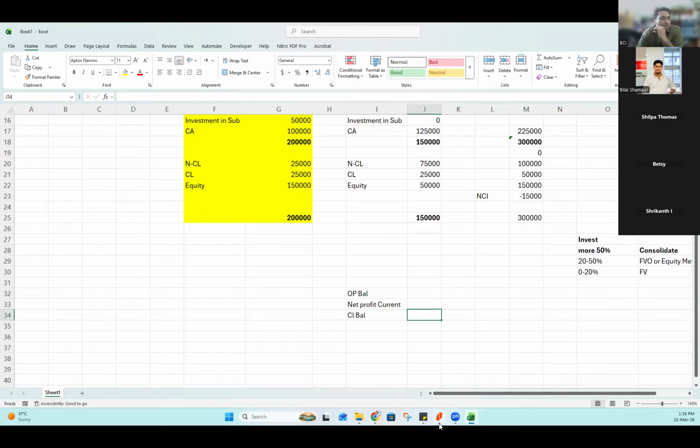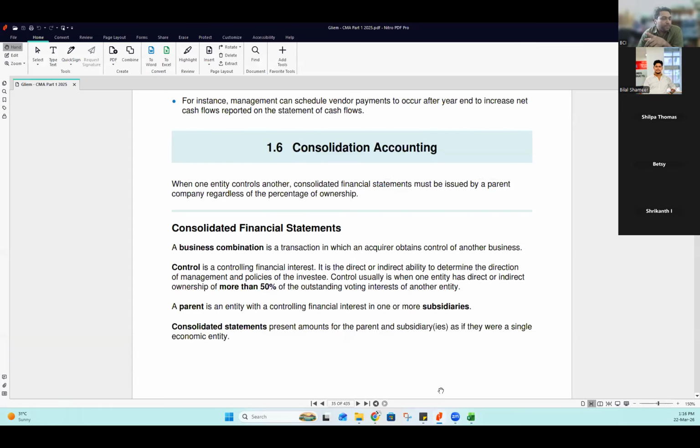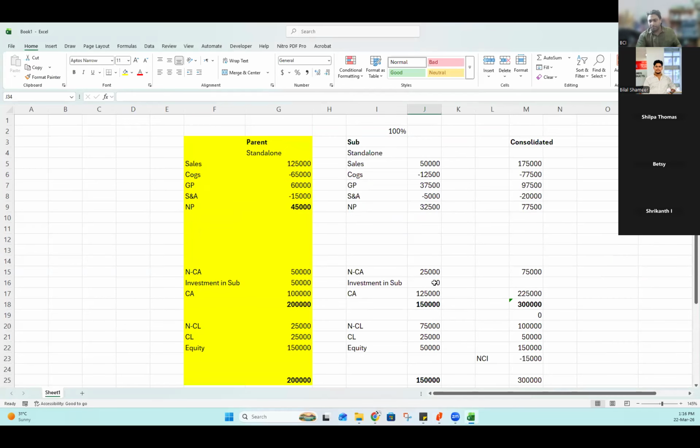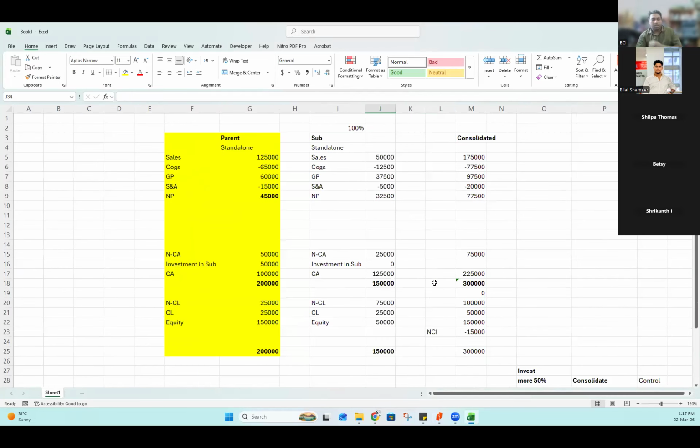Now, when we go step by step, you will get more idea. Now, going to the consolidation accounting. When one entity controls another, consolidated financial statements must be issued by a parent company regardless of the percentage of ownership. Now, one more question. Why are we asked to do the consolidation? What is the idea behind having a consolidated financial statement? There should be some reason, right?